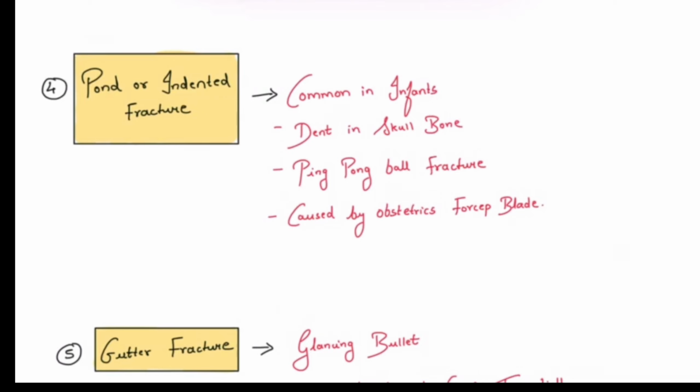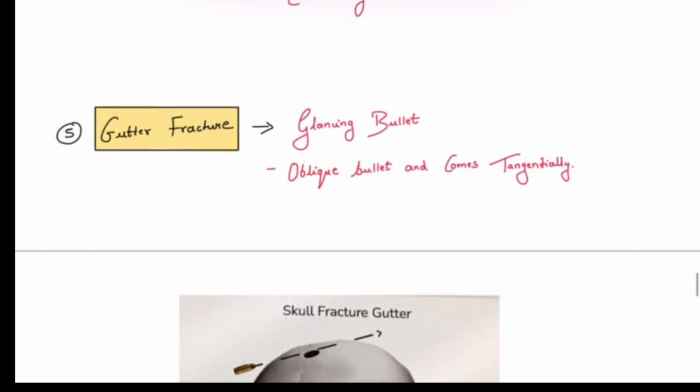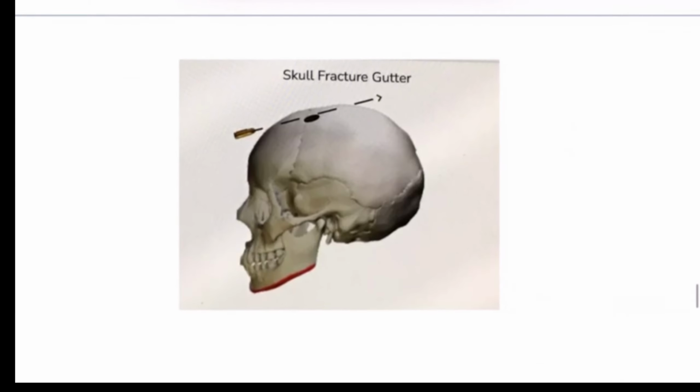Fifth one is gutter fracture. It is due to a glancing bullet, as an oblique bullet comes tangentially. You can get an idea from this image. As the bullet is coming tangentially, it is touching the skull bone and passing. So it is known as gutter fracture.